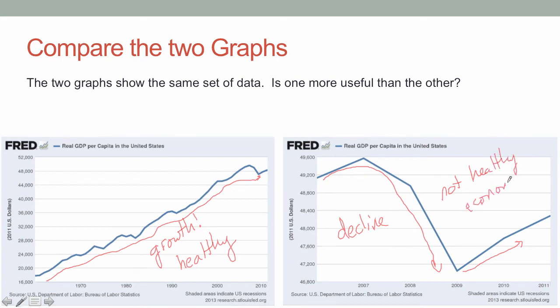So even though they're the same data, because I'm focusing on different parts, one is communicating something much different than the other one. The left one is useful if you want to show that things are healthy and there's a lot of growth. The right one, however, is more useful if you want to show things are not healthy and we're in decline. So again, same data, two very different graphs, two very different interpretations.